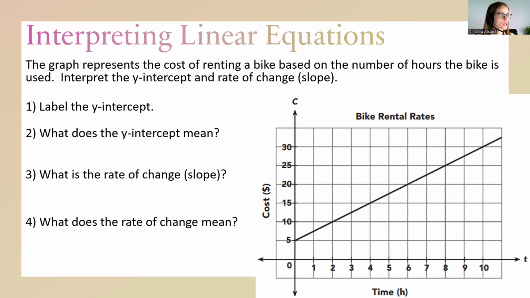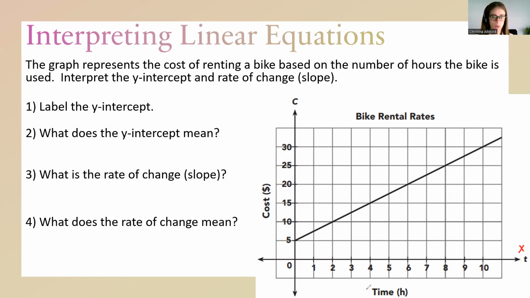So for this scenario here, we're being told that this graph represents the cost of renting a bike based on the number of hours the bike is used. Interpret the y-intercept and the rate of change, the slope. So when we look at the graph, I can see it matches everything I just read, that our title here is bike rental rates. And then our x-axis, even though it's being used and labeled with the variable t, that's still our x-axis, that's the horizontal one. That's representing our time, and it's in hours.